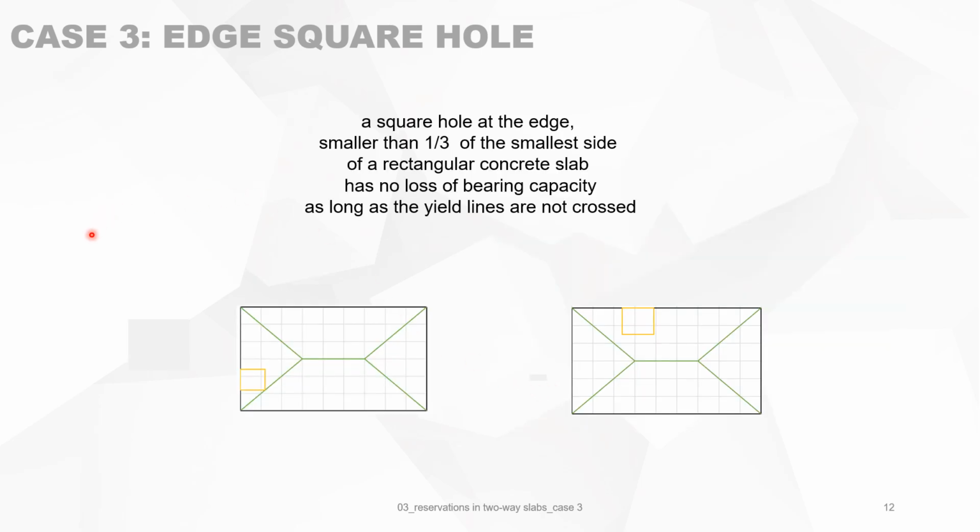So as a conclusion, a square hole at the edge smaller than 1/3 of the smallest side of a rectangular concrete slab has no loss of bearing capacity as long as the yield lines are not crossed. So this hole moving from there to there, as long as the yield lines are not crossed, no loss in bearing capacity. So yes, you can make a hole in a slab without any problem. Of course, what we set for this side is always the same for the other side. But if you stay within the yield lines, you can make the reservation in the slab. You will not lose bearing capacity.